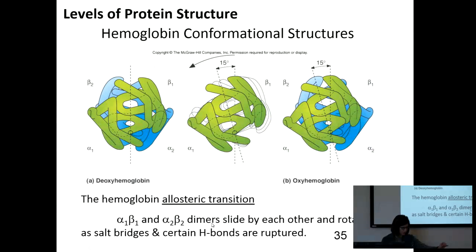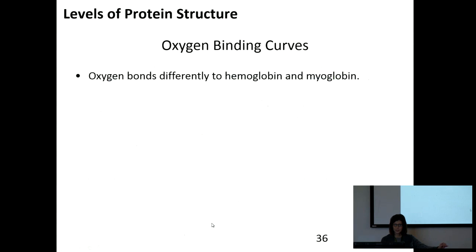But next what we're going to do is talk about how pH affects the binding of oxygen to hemoglobin and how it's different than the binding to myoglobin. So there's two concepts that we're going to cover. We have a very busy slide. Next slide.